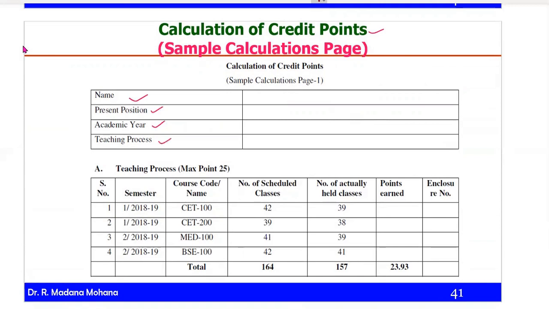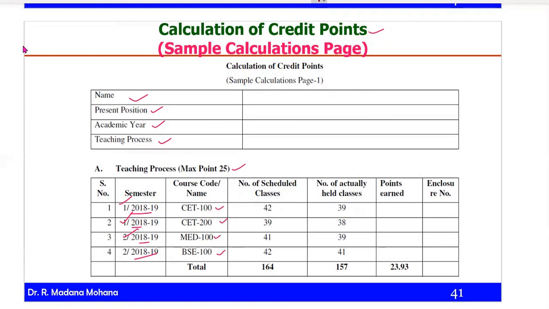First, teaching process. Teaching process maximum weightage 25 points. So one academic year, both semesters need to be considered. For example, here the sample data 2018-19 first semester, 2018-19 second semester. So first semester 2 courses, second semester 2 courses are handled.